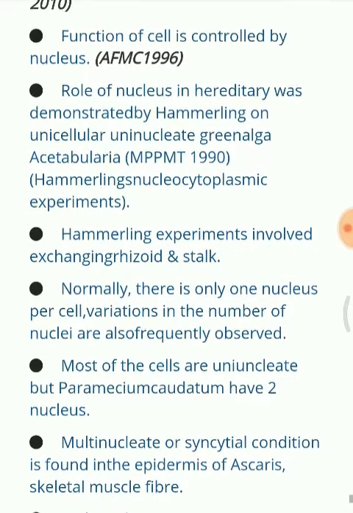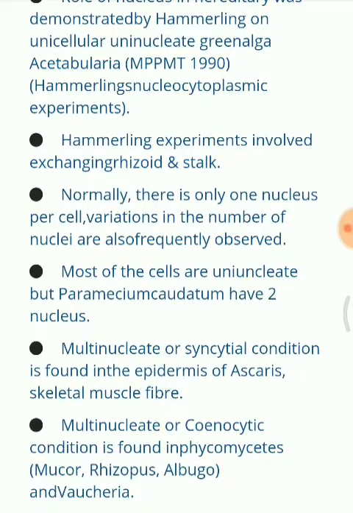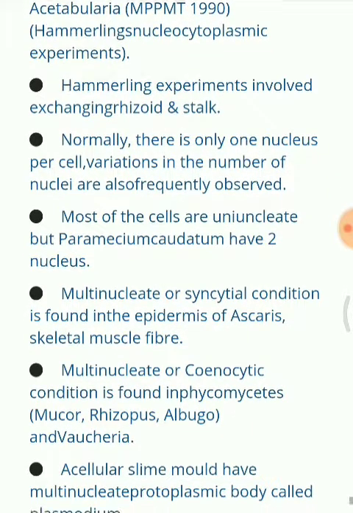Hammerling's experiments involved exchanging of rhizoid and stalk. Normally, there is only one nucleus per cell. Variations in the number of nuclei are frequently observed. Most of the cells are uninucleate, but Paramecium has 2 nuclei.